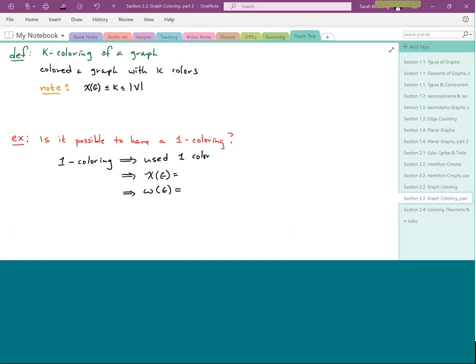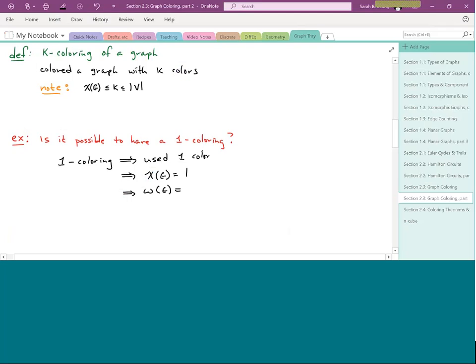So, key thing to know with a one coloring is you are able to color your graph with exactly one color, okay? Now, what does that tell you? Move this cursor so you can see it. What does that tell you about your chromatic number? Any guesses? If you're able to have a one coloring in your graph, what does the chromatic number have to be? Yeah, your chromatic number would have to be 1.